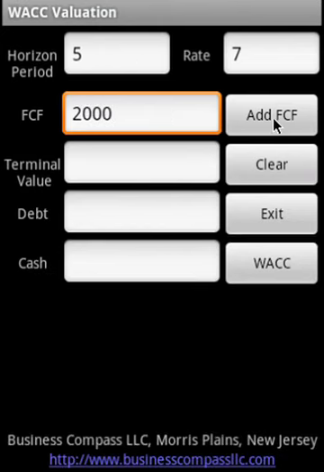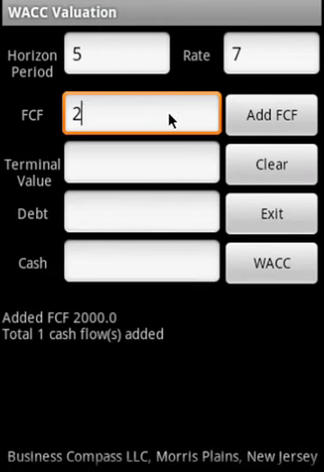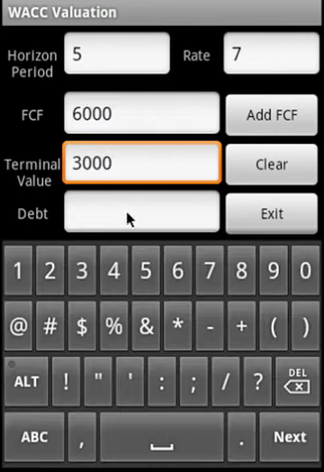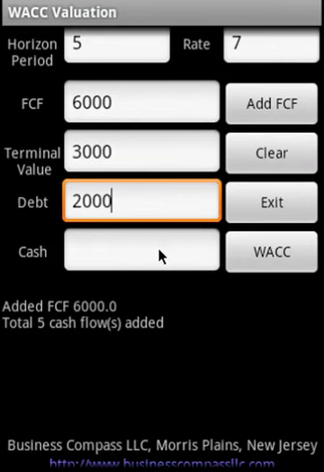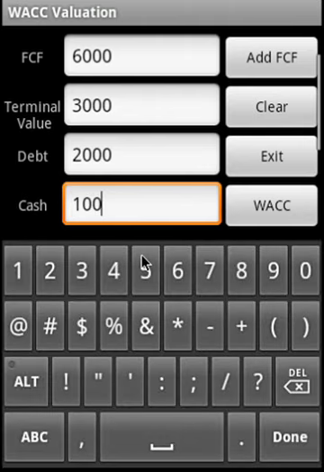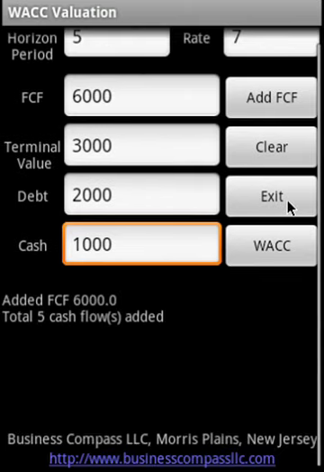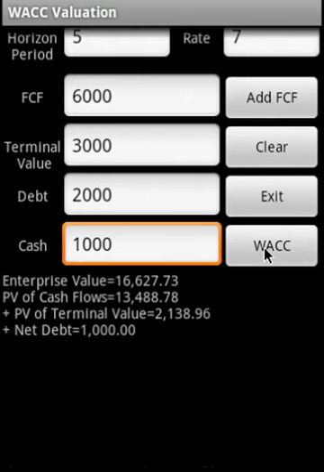So we are at free cash flow, then 300, second year, third year, fourth year, and say fifth year is terminal value, say 3000, debt is 2000, and then cash say 1000. Then the WACC is, this is the WACC.